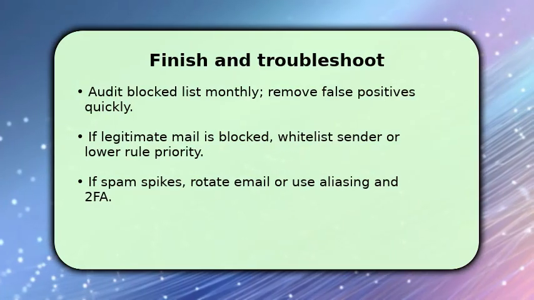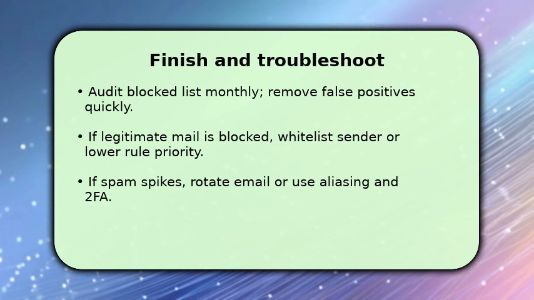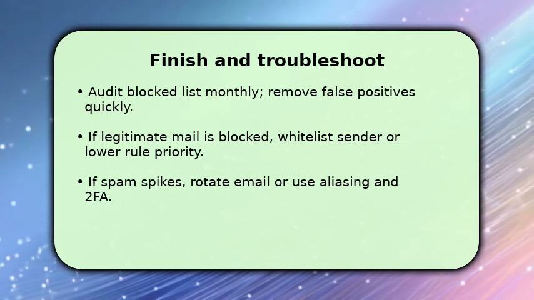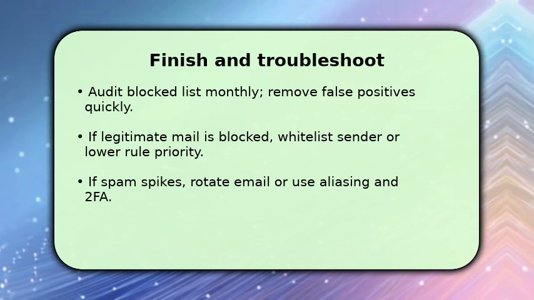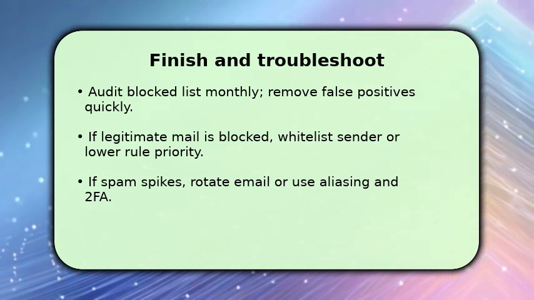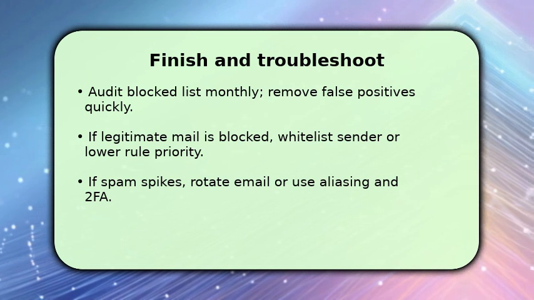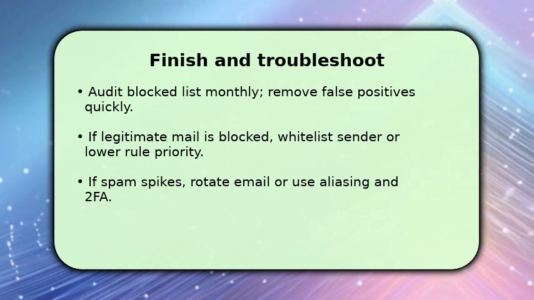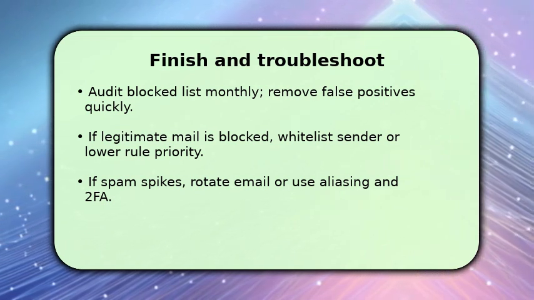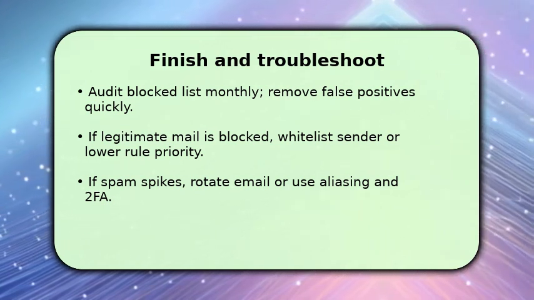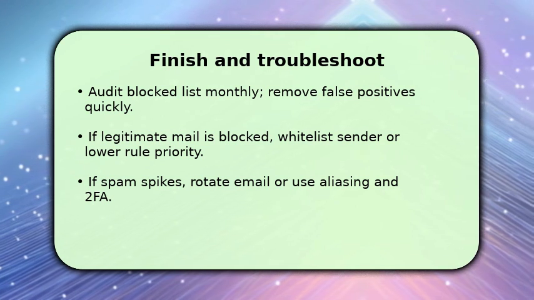To finish, audit your blocked list and spam folder each month to catch false positives and whitelist trusted senders when needed. If important messages get caught, lower the rule priority or add a safe sender entry instead of deleting rules outright. If you see a sudden spam spike, create a new alias or disposable address and enable 2-factor authentication to protect accounts. That isolates exposure.